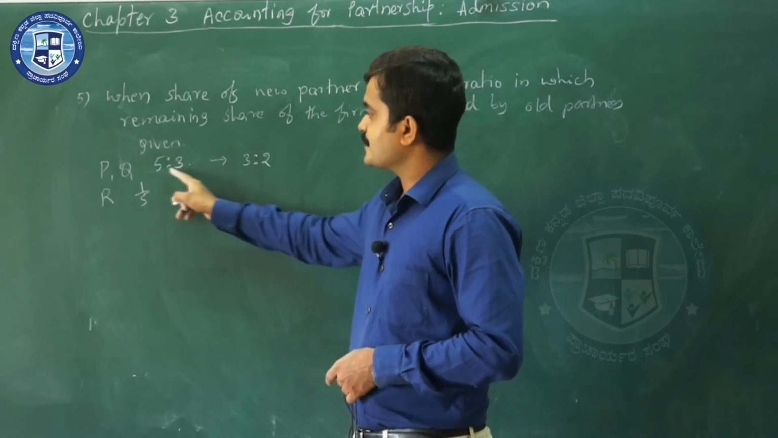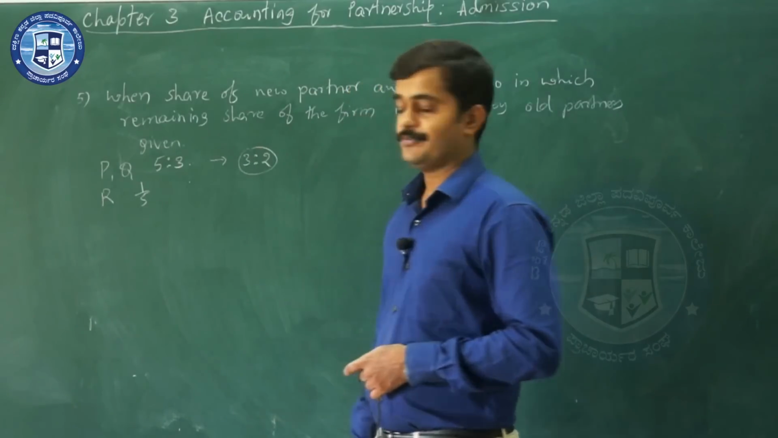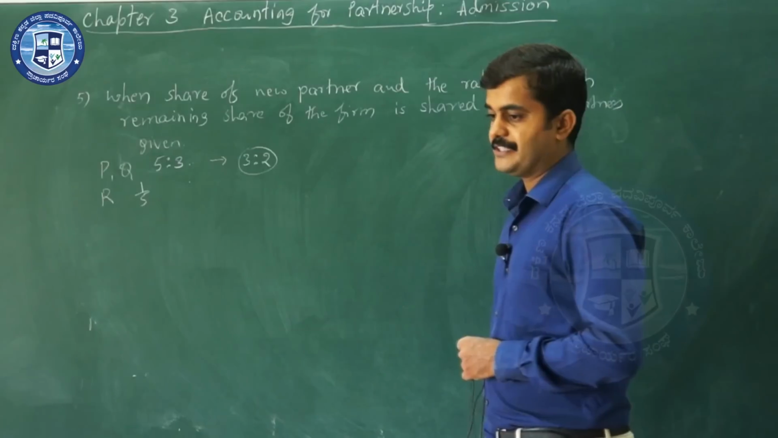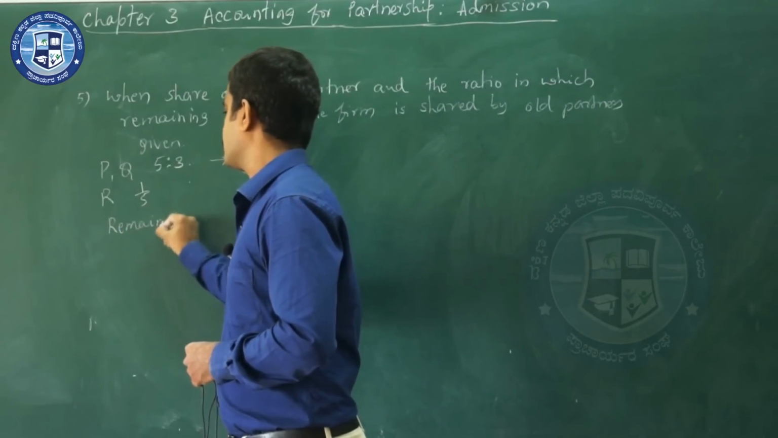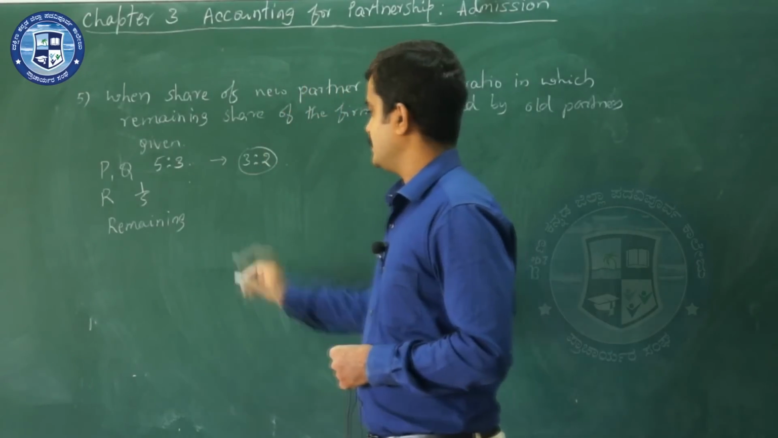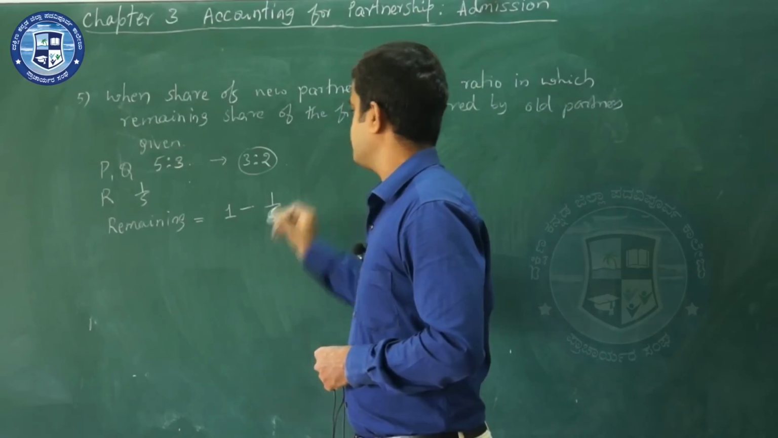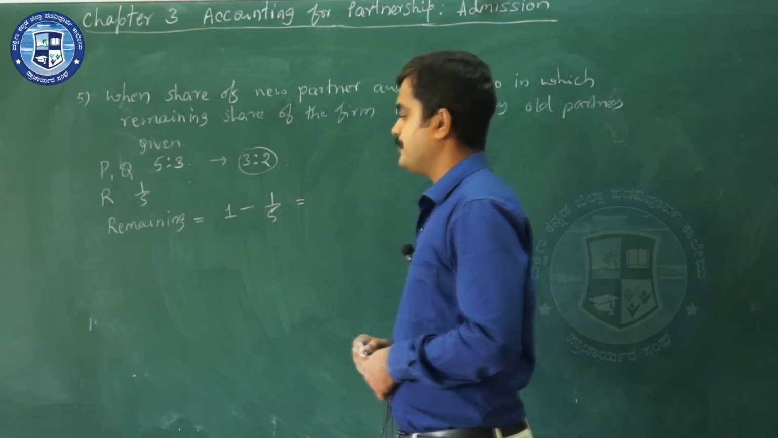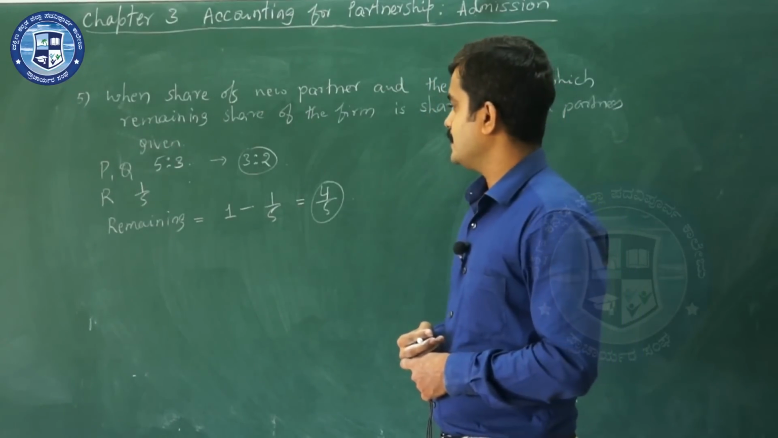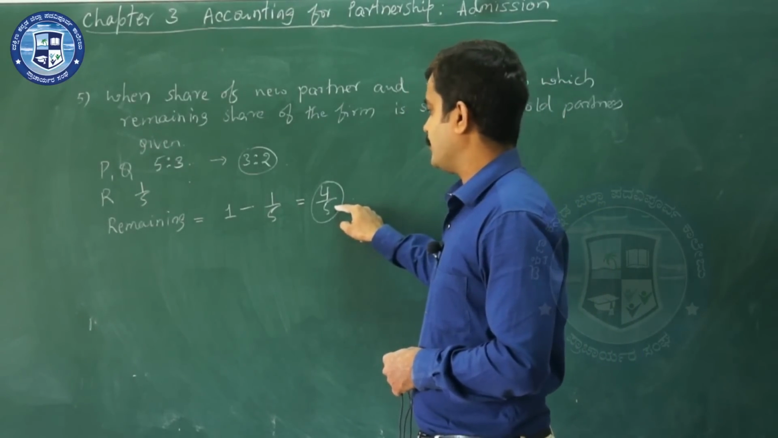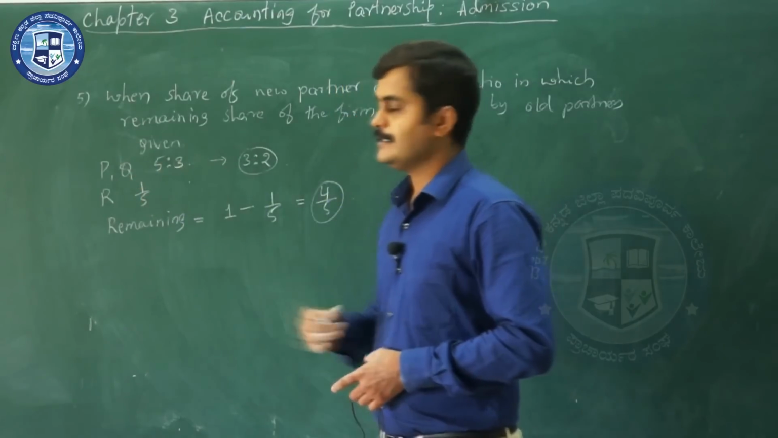The problem states that the remaining share of the firm is shared by old partners P and Q in the ratio of 3:2. So how to calculate the new profit sharing ratio? In this case, first we have to calculate the remaining share. Remaining share of the firm equals total share 1 minus new partner's share. So if you deduct 1 by 5 from 1, you get 4 by 5 as the remaining share of the firm. Now, we have to divide the remaining share 4 by 5 in the agreed ratio, that is 3:2, among P and Q to find out their new shares.